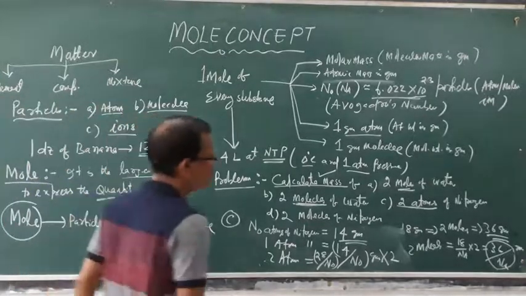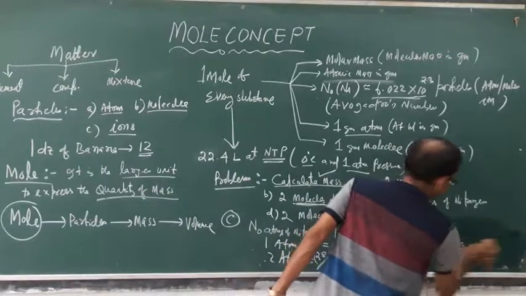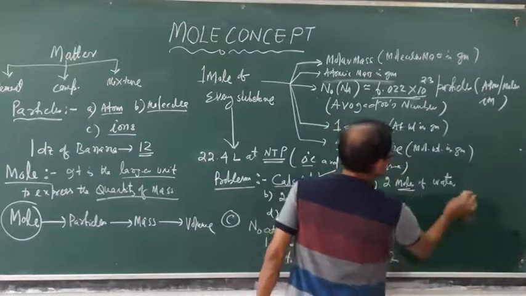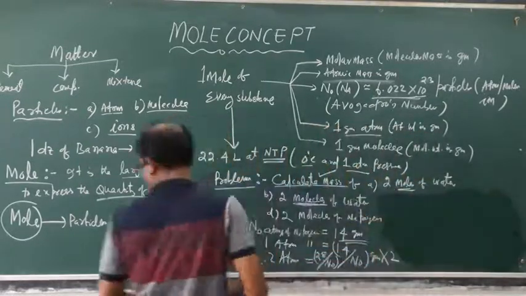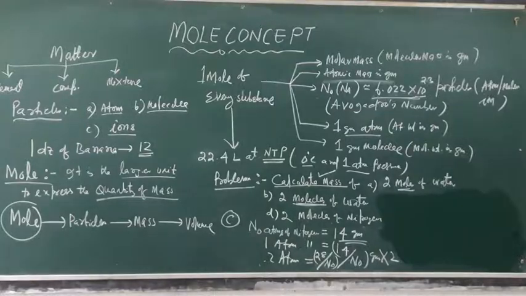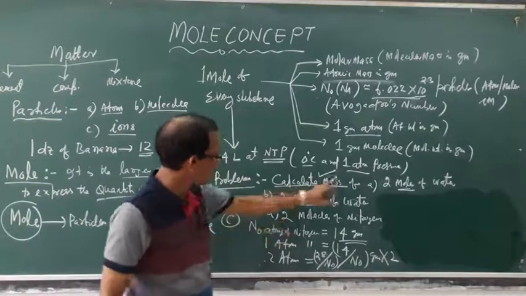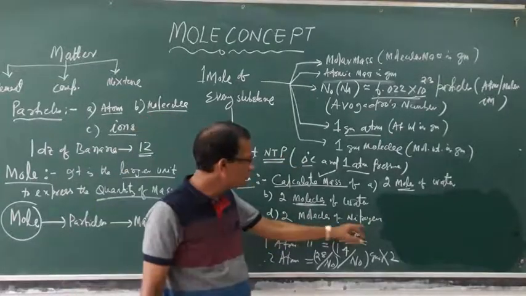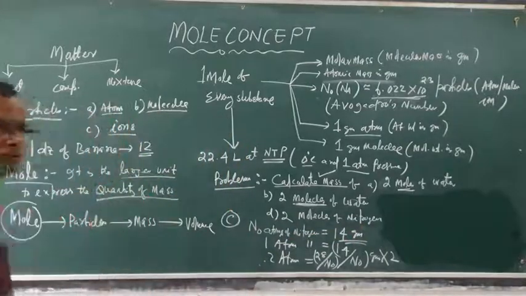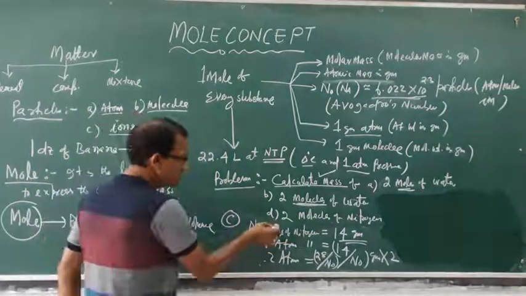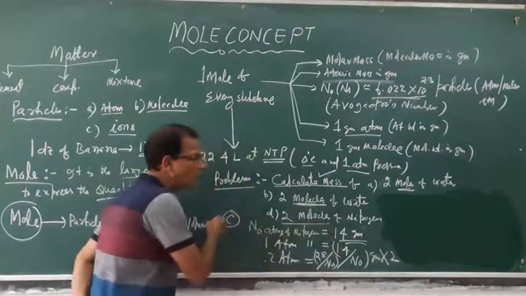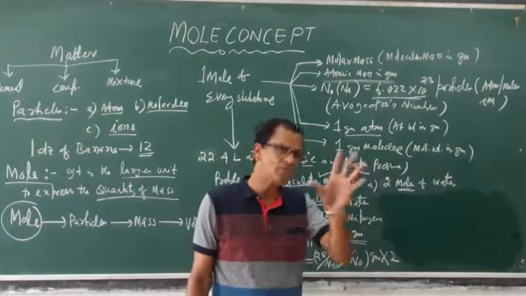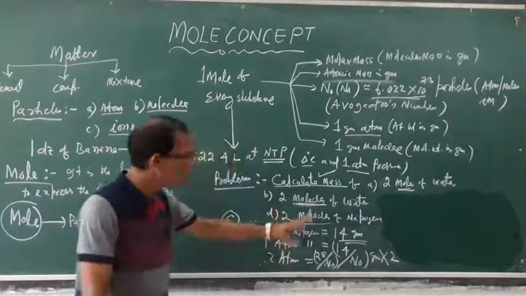Then D. What is D? D indicates, the question is, calculate the mass of two molecules of nitrogen. Just try to understand. Here it is given molecules. Two molecules of nitrogen. In the previous question, it was given what? Two atoms of nitrogen. Here it is directly given two molecules of nitrogen.